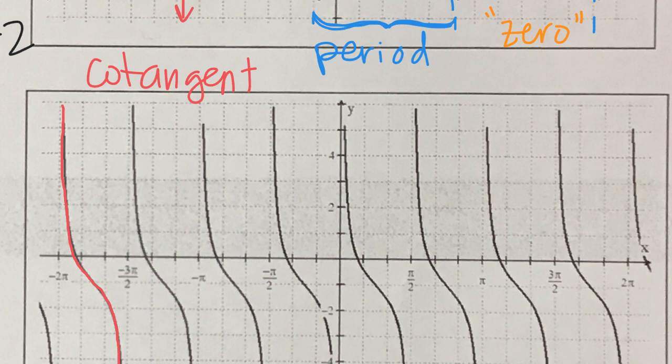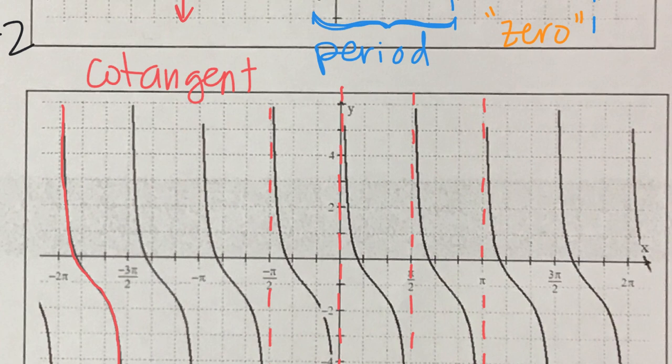Another way is that it has an asymptote on your y-axis. This is also something that the cotangent has naturally. A natural cotangent graph has an asymptote on your y-axis. Okay, tangent does not. Tangent goes through your x or your y-axis, where cotan has an asymptote there. Okay?